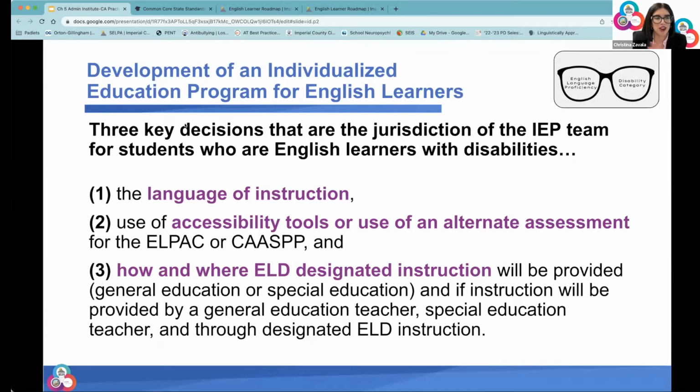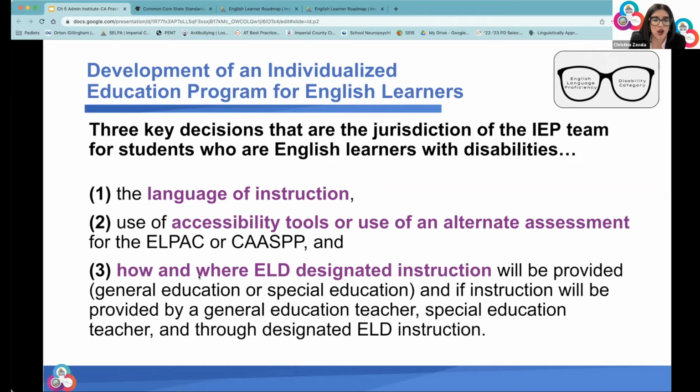So, regarding an IEP for a student that is English only, when we're looking at the development of an IEP for an English learner, these are three additional areas that the IEP team must consider and explicitly identify within the IEP document: the language of instruction, the use of accessibility tools, or the use of an alternate assessment for the ELPAC or CAASPP. That is an IEP team decision.